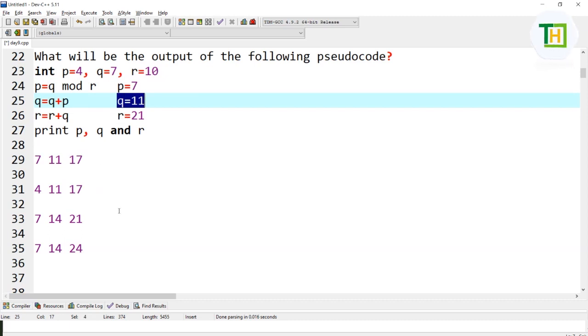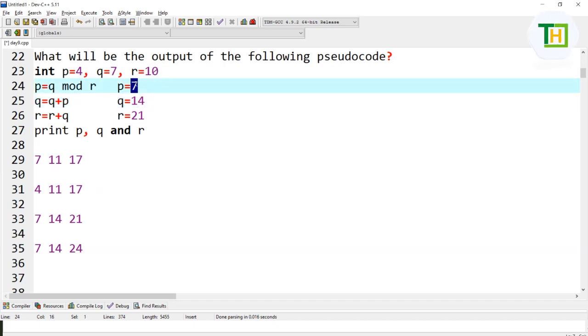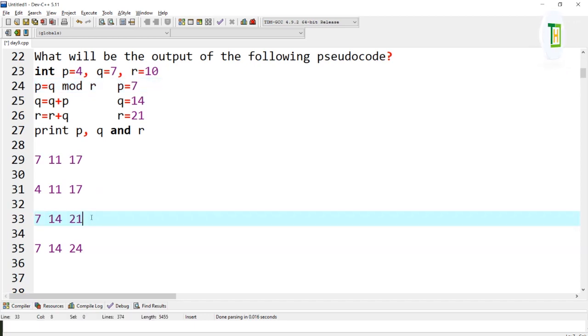Q value is 7, 7 plus 7. Sorry, 7 plus 7 is going to be 14. Why? Because the P value is modified as 7, right? 7 plus 7 is equal to 14. 7, 14, 21. The answer is C here. This is the answer.